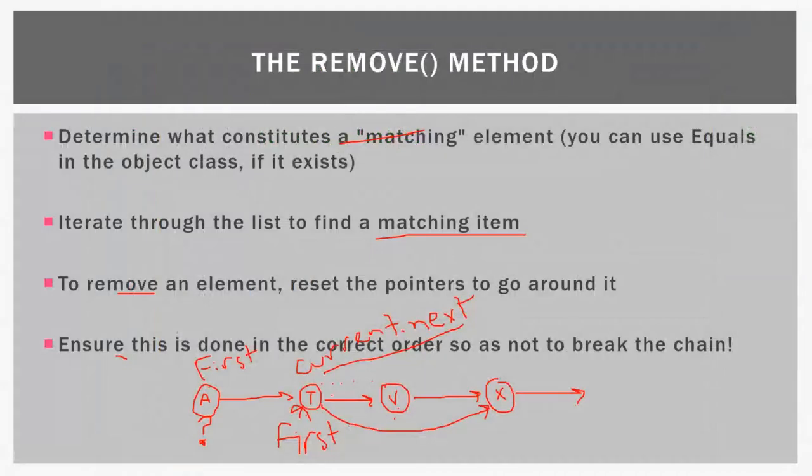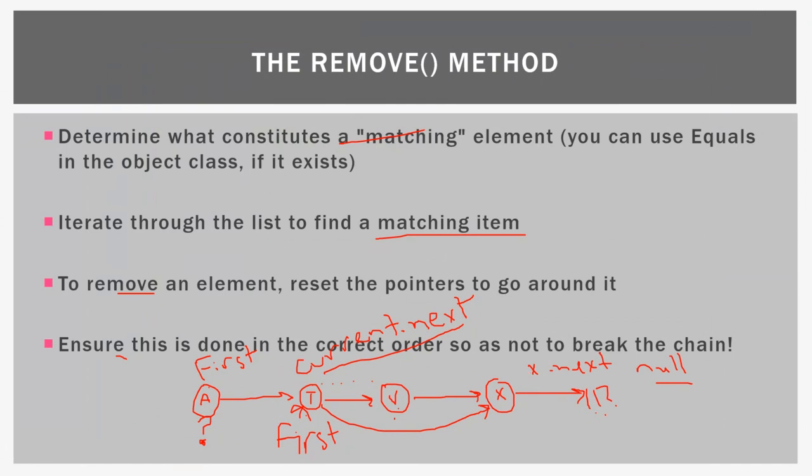Let's go back to my little drawing here. What if I'm trying to match Z? Now I don't have a Z in this little example. So I'd say, does first match? Nope. Okay, does first.next match? Nope. Okay, we're going to go current equals current.next. That's our moving through. Does t.next match? Nope. Okay, we're going to move. Does v.next match? Nope. Now when we get to does x.next match? x.next is null. So we're checking something that doesn't even exist.